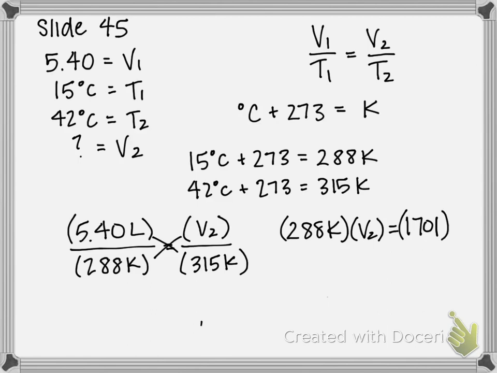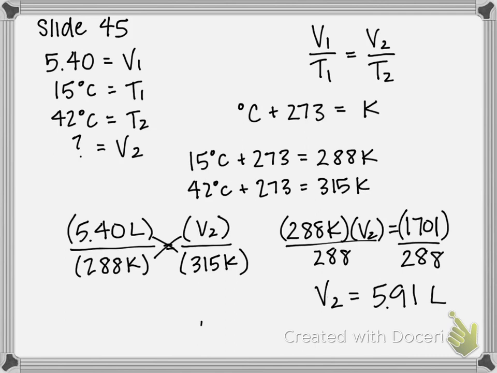Alright, so now we can divide both sides by 288 Kelvin, and we get that V2 should be roughly 5.91, and that's in units of liters because our first volume was in units of liters. So there you go. There you have it. That is our final answer for this problem.